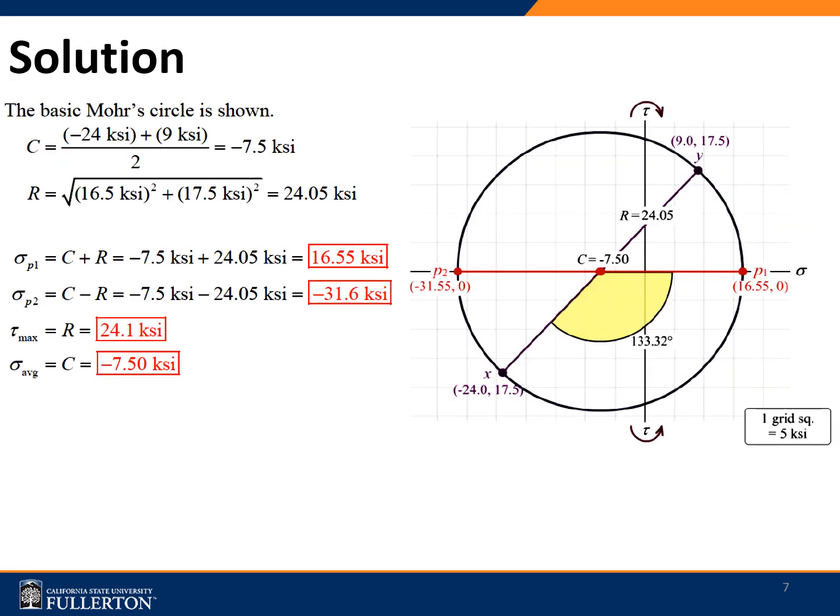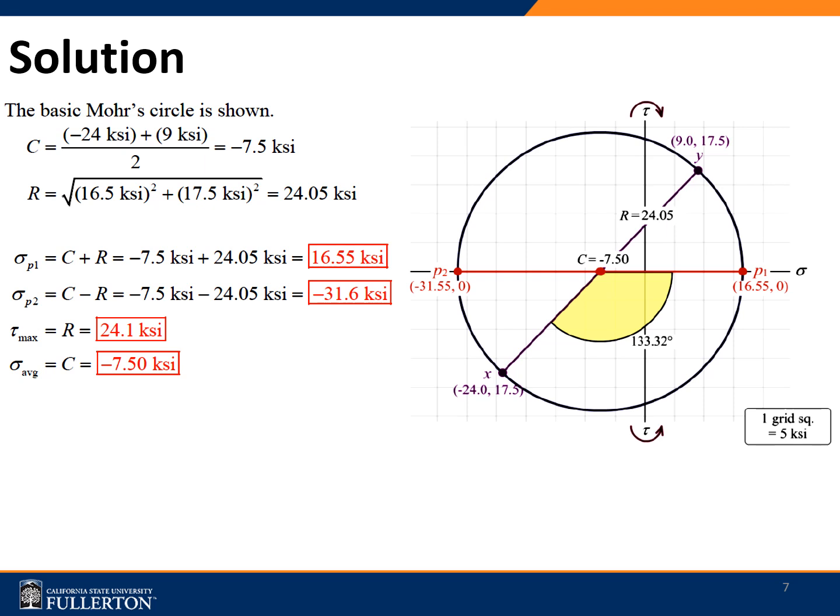As we can see here, the center would be the sum of the two perpendicular normal stress components over 2, which is negative 7.5 ksi, and the radius, using the equation for Mohr circle, we could get 24.05. So using the center negative 7.5 comma 0, and radius of 24.05 ksi, we would construct the circle about the two axes, the sigma axis and the tau axis.